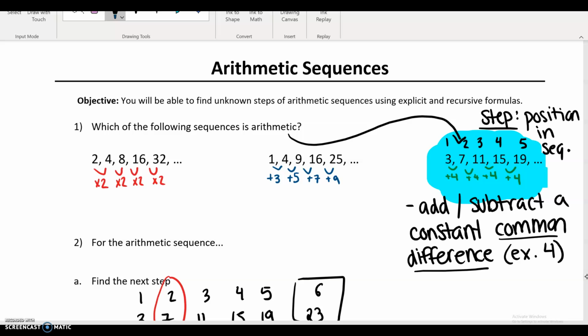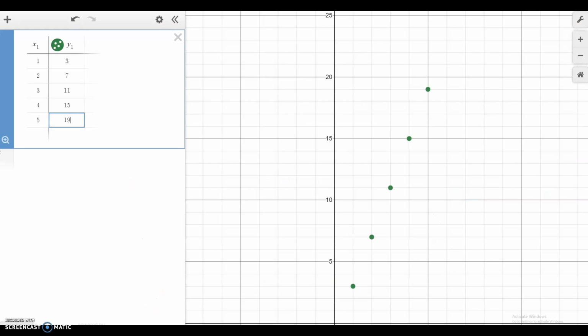It's going up by 4. I'm going to plot this on a coordinate plane so you guys can kind of visualize how that growth is happening here. So here's that sequence. Step 1, you're at 3. I just put it in a table. Step 2, you're at 7. Step 3, you're at 11.